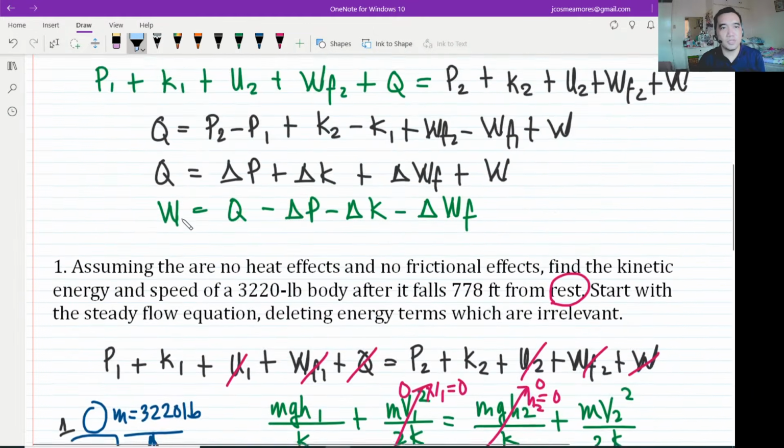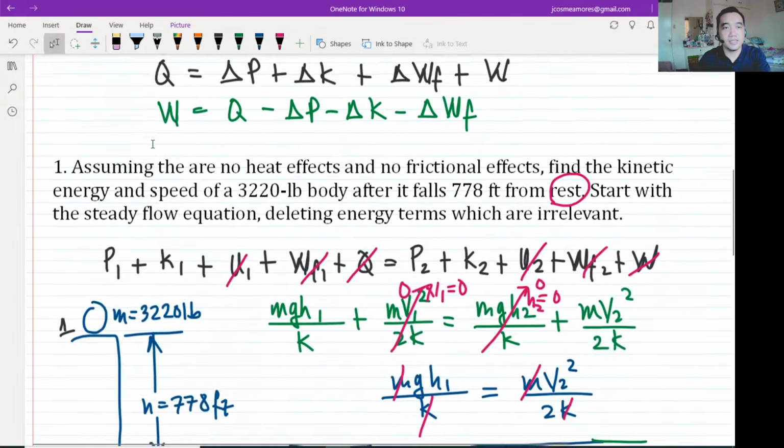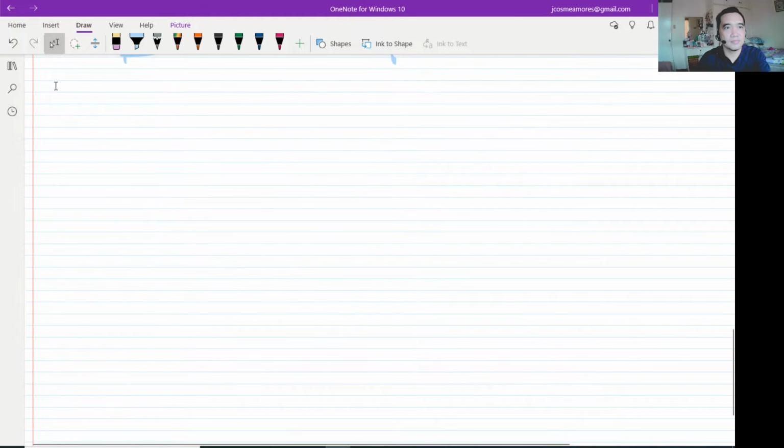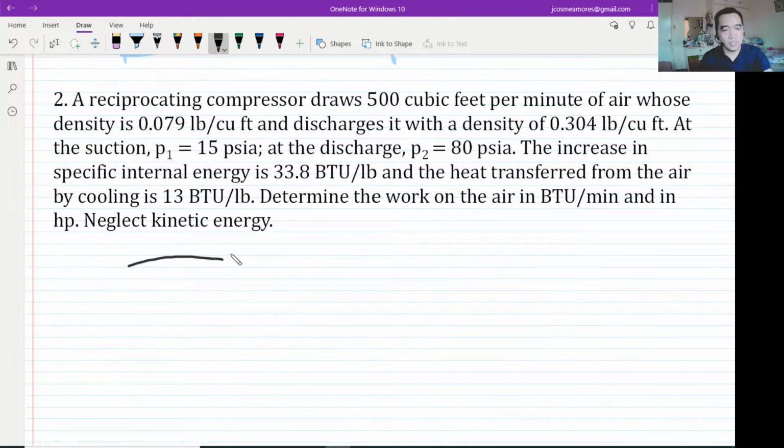So let's go ahead with our problem number 2. Hope you are getting a technique in solving. So problem number 2. We have a reciprocating compressor that draws in 500 cubic feet per minute of air. So let's try to illustrate that.